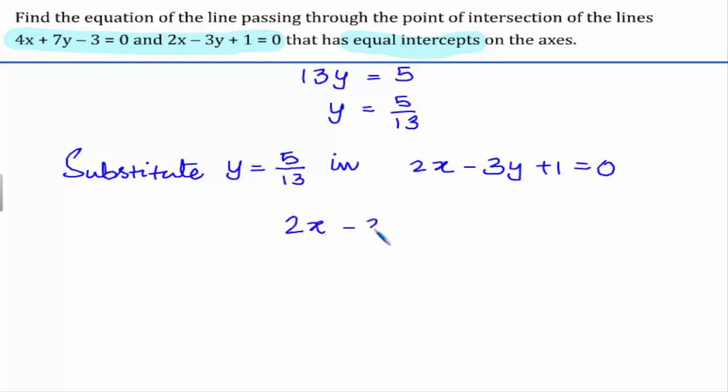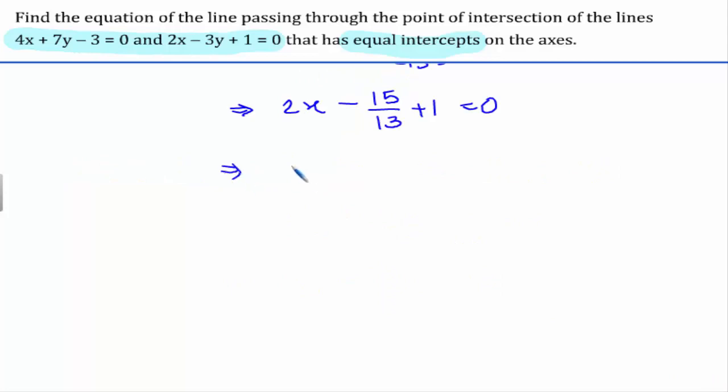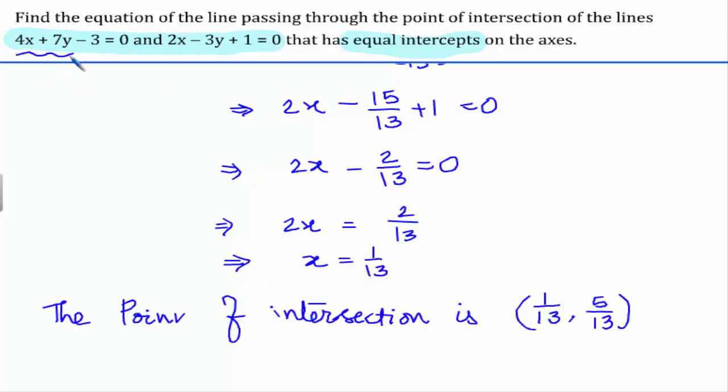Then 2x minus 3 into 5 by 13 plus 1 is equal to 0. Here we get 2x minus 15 by 13 plus 1 is equal to 0. So if we take the LCM and simplify, we get 2x minus 2 by 13 is equal to 0. Then 2x is equal to 2 by 13. So x is equal to 1 by 13. So the point of intersection of the two given lines is 1 by 13, 5 by 13.